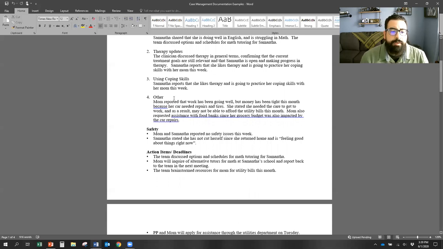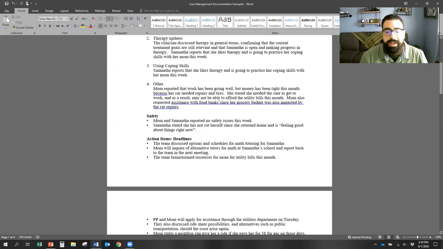Now here's what we'll see. In this other section, this was added. This was not on the agenda, okay? You could add another section on the agenda in case you run into some other topics, which is normal, that you didn't plan on discussing that come up. In this case, for this meeting, Mom discussed, remember, that money was tight, that her car needed repairs and tires. So that was captured here, okay?